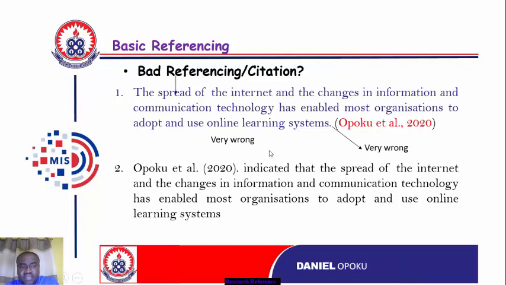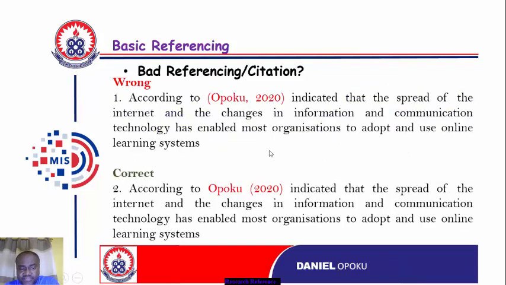Okay, now another bad or wrong reference that you normally write is this: "according to (Opoku, 2020) indicated that the spread of internet and challenges..." Here the writer is trying to say that according to Opoku. So don't imprison Opoku in a bracket. If you say "according to" and you assume that it is Opoku 2020, it is wrong.